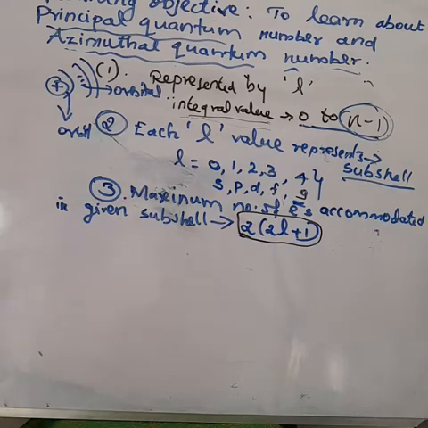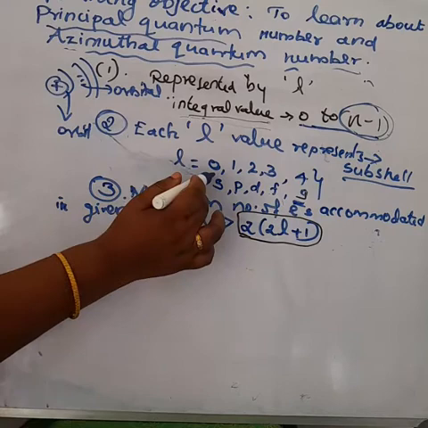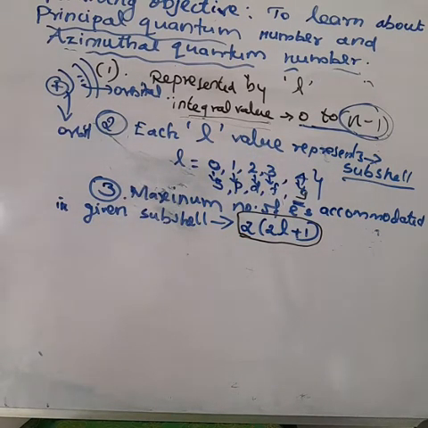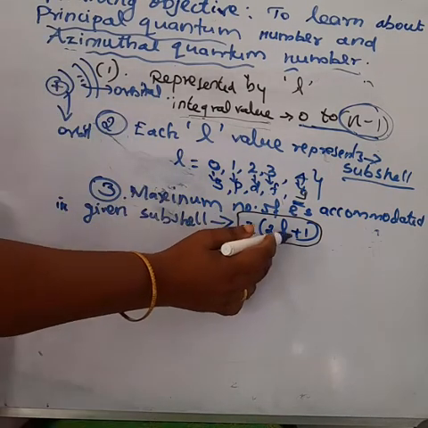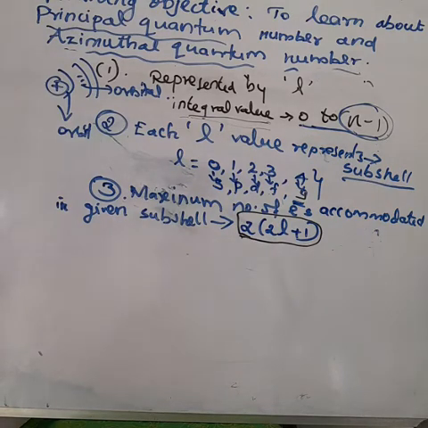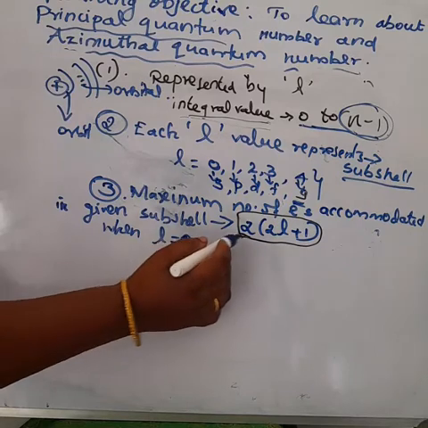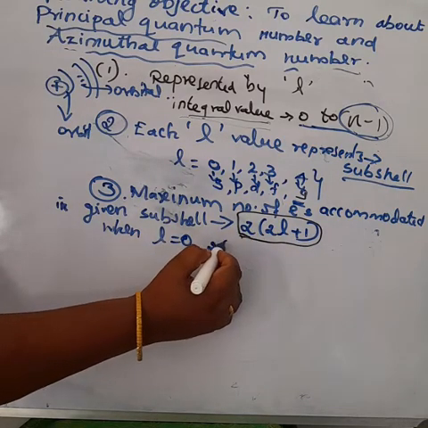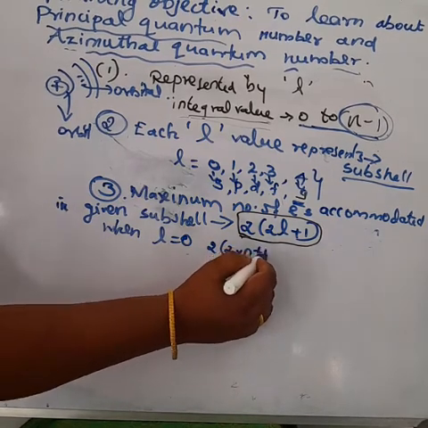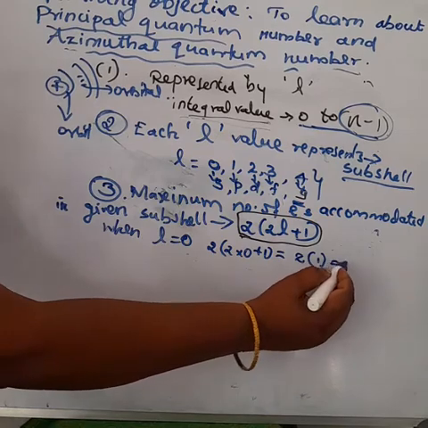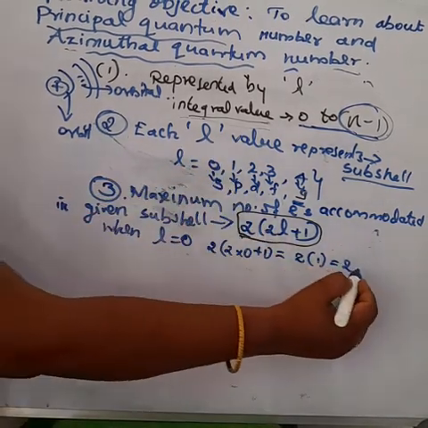Okay, what is the value of l? The integral values of l are 0, 1, 2, 3. 0 means s subshell, 1 means p subshell, 2 means d subshell, 3 means f subshell, 4 means g subshell. For each subshell, how many electrons can we accommodate? That is given by a formula: 2 into 2l plus 1. When l is equal to 0, 2 into (2 times 0 plus 1) is 2 into 1, which is 2. So l is equal to 0 means a maximum of 2 electrons.